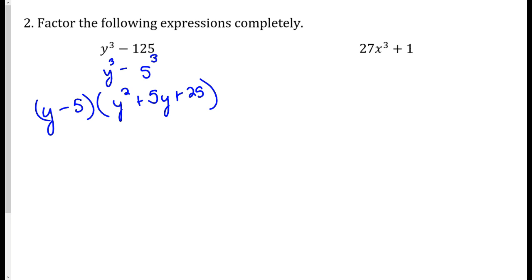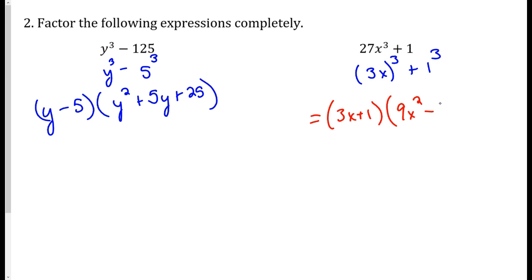27x cubed plus 1. Again, this is the sum of perfect cubes. That's 3x cubed plus 1 cubed. So the sum of perfect cubes, I know that this expression is equivalent to 3x plus 1 times 3x squared, which is 9x squared, minus the product of 3x and 1, 3x times 1 is 3x, plus 1 squared, which is 1.